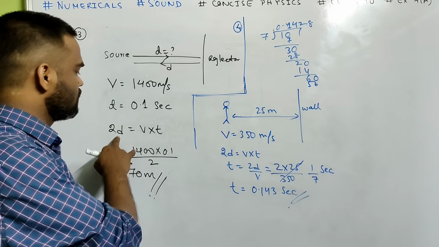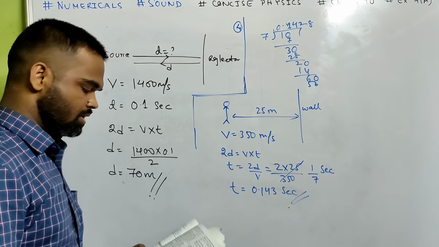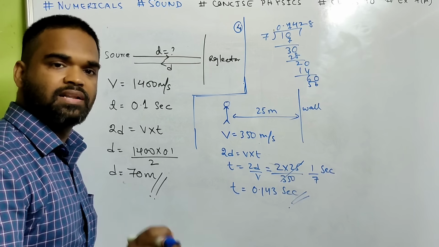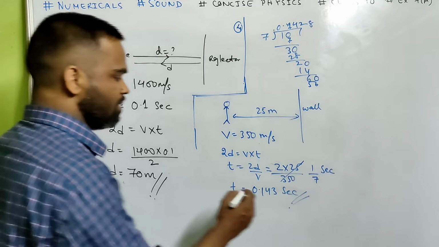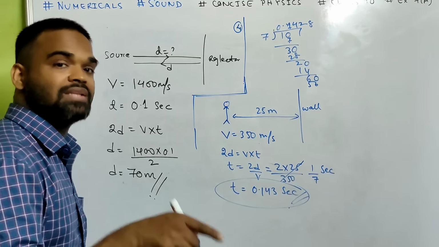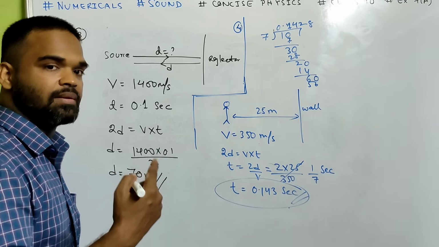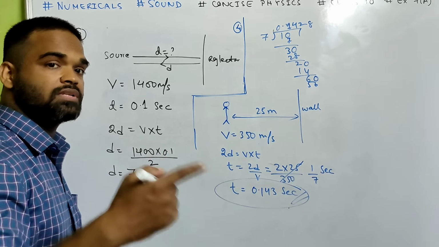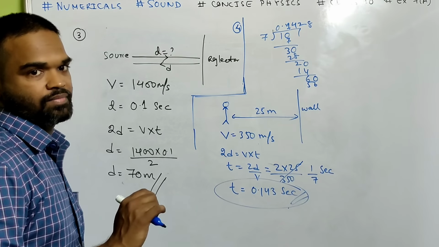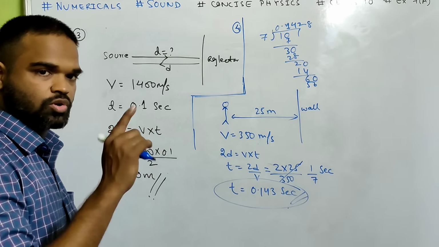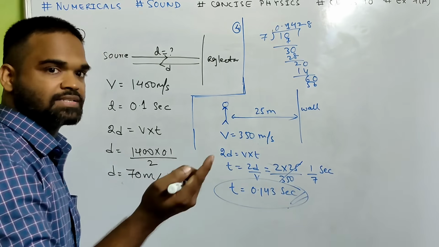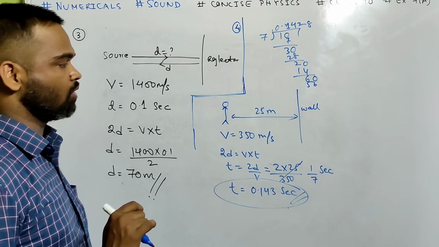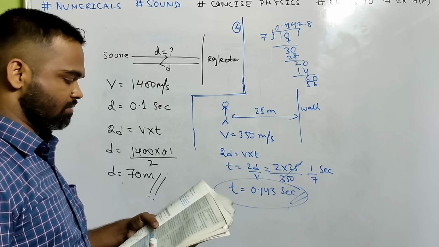Simple, by formula: 2D equals V into T. Now what they've asked: will the man be able to hear a distinct echo? Definitely yes. Why? Because the time taken is more than 0.1 second. The minimum time required between hearing the original sound and the reflected sound is 0.1 second. If the reflected sound takes at least 0.1 second to come back, then only you can hear an echo. So yes, in this case.